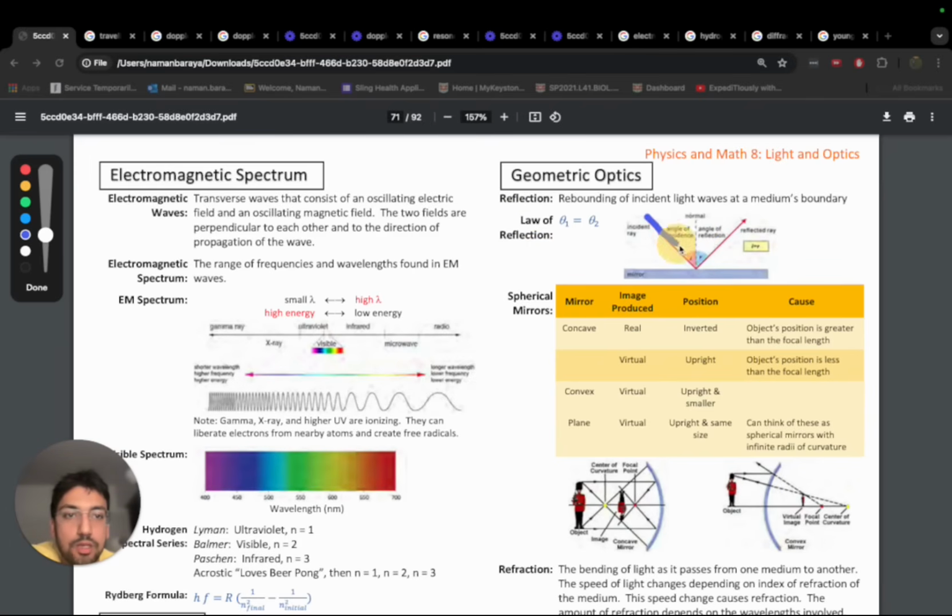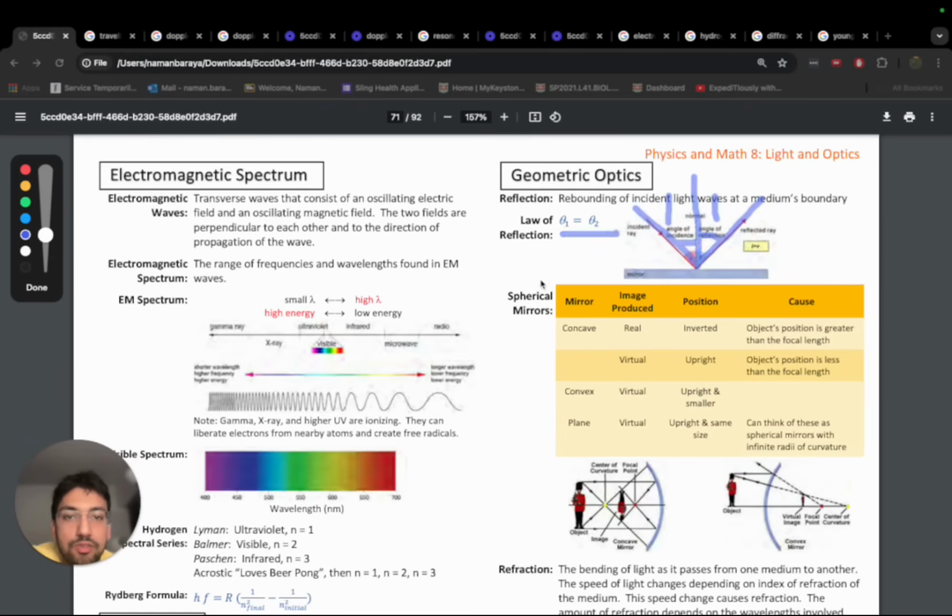And this theta 1 is called the angle of incidence, and theta 2 is the angle of reflection. You just draw a normal line to where the ray is hitting the mirror, and then it reflects, and that's how you find these two angles. The important law here is that these two angles are the same. So that's what this is.